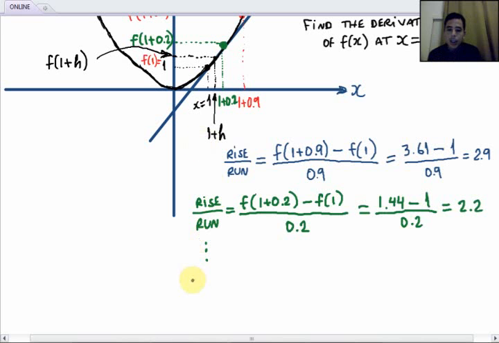If I do that again, rise over run, then the rise would be f of 1 plus h minus f of 1. That's this number minus this number. So that's the rise here. And then the run, which is this little bit here, that's simply h.